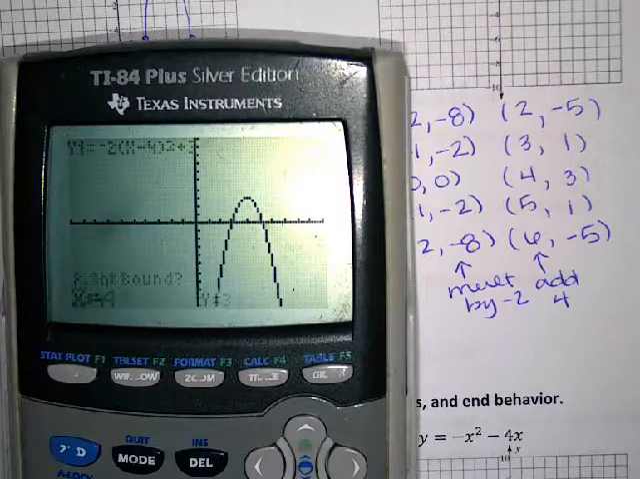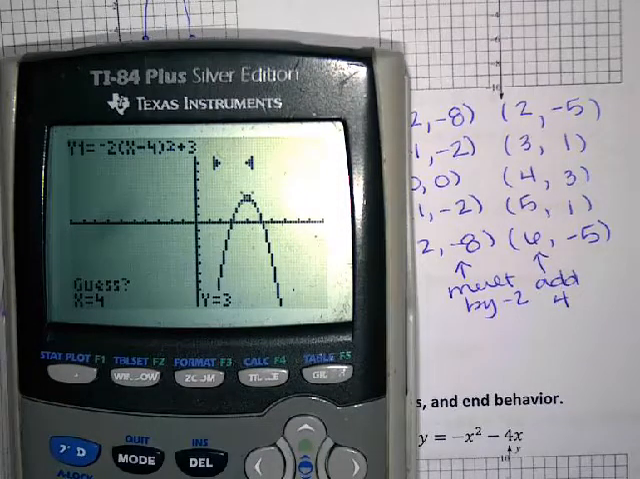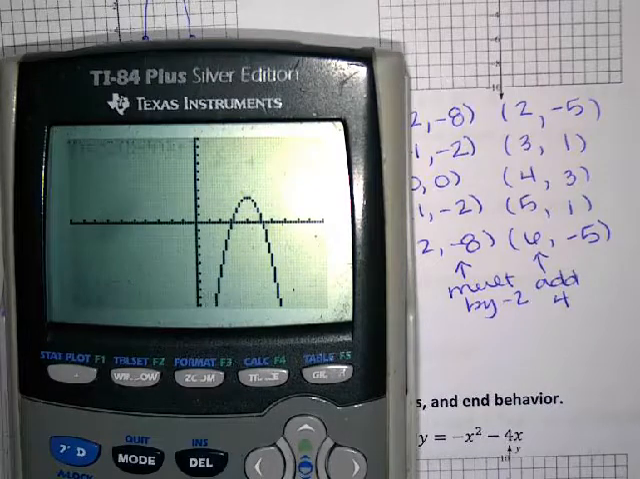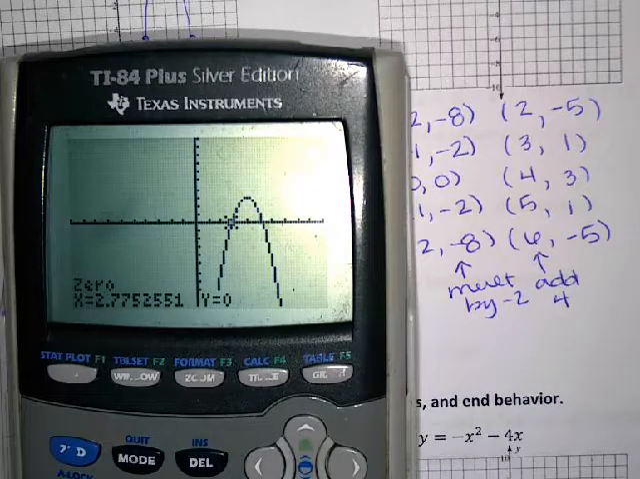Then it says guess, and the guess is always stupid. Yeah, if you use 3, it wouldn't have worked. You have to use 2, because 3 is too far.